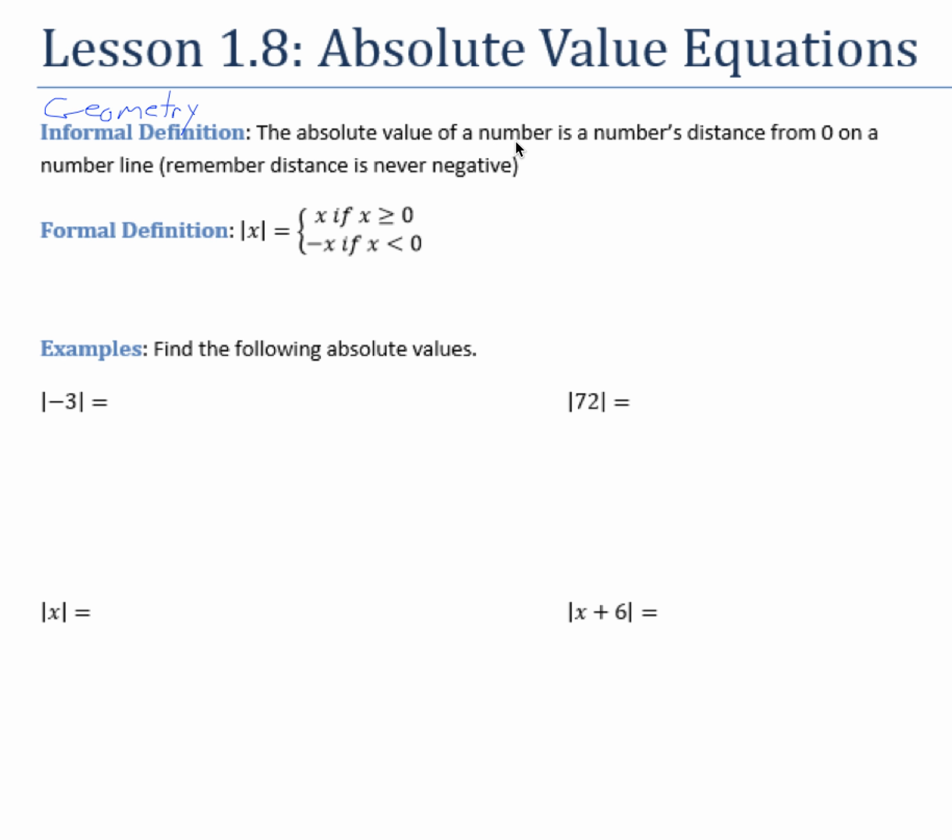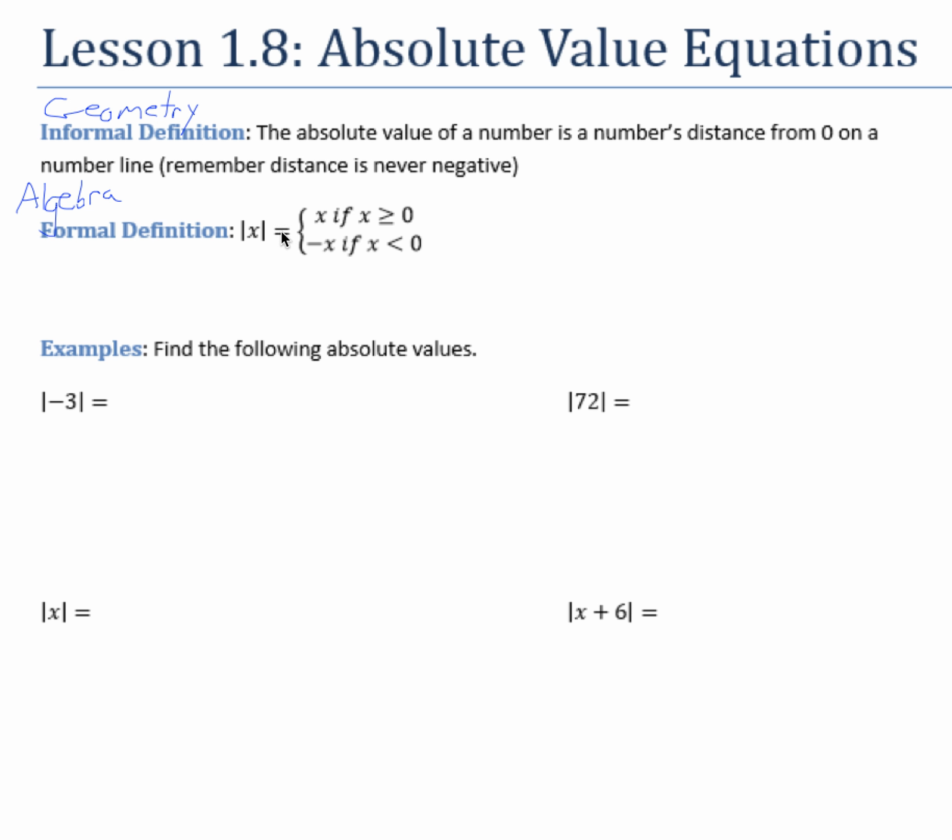So the absolute value of a number, and we use these symbols here to represent absolute value, is a number's distance from 0. We know that distance is never negative, so a number's distance from 0 on a number line. And then the algebra definition, or our formal definition, gives this definition as an equation.